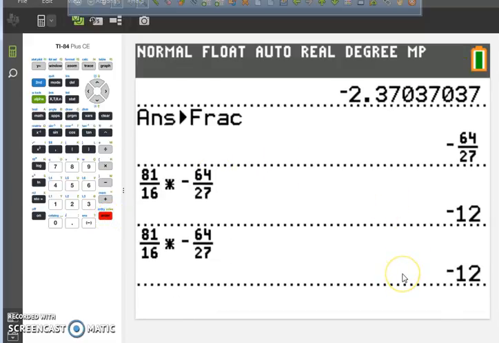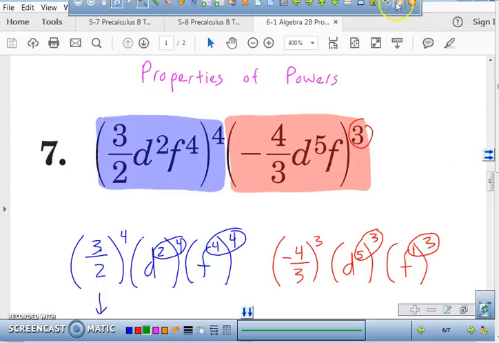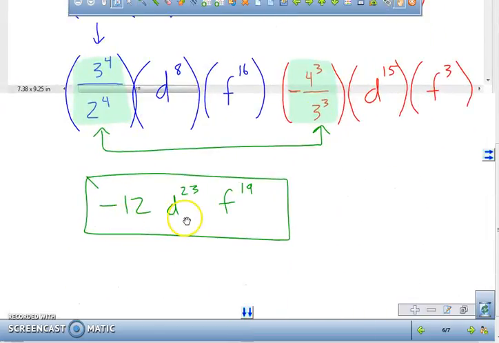So by the way, yes, you have a calculator, so can you do all of your fractions this way? Yes. Until you get a test where it says no calculator used. Okay. Then you get your own. All right, so our final answer, everybody. What was our final answer to this entire problem? Negative 12, e to the 43rd, f 19.